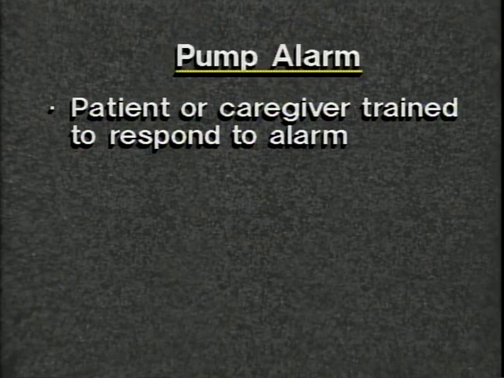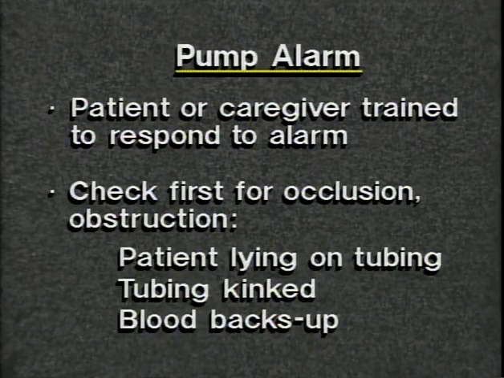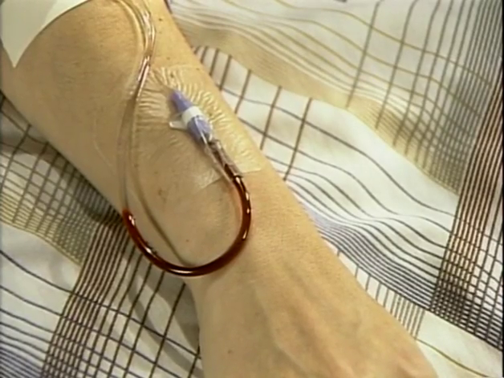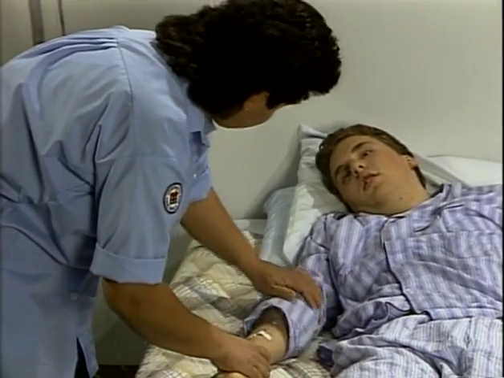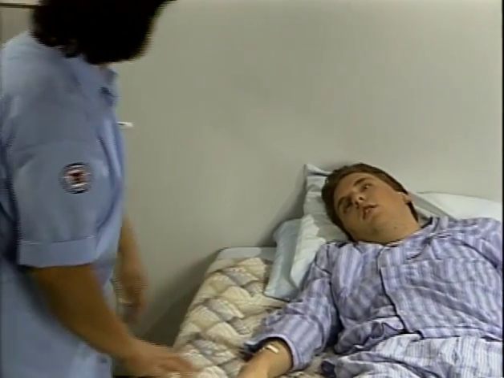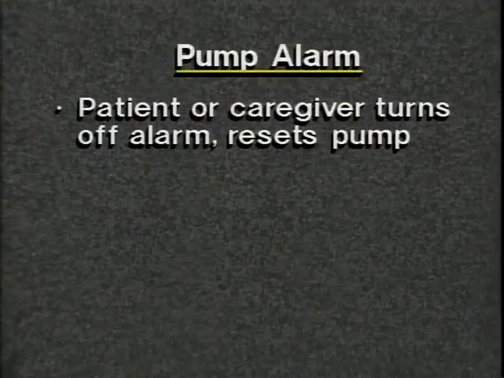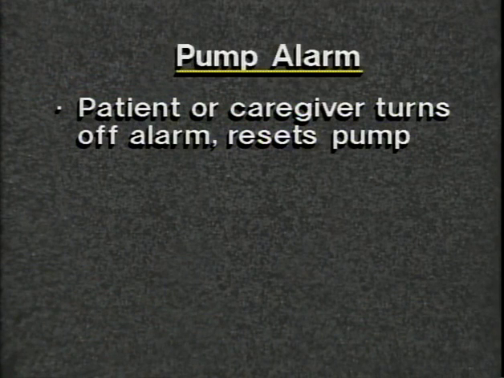Check first for occlusion or obstruction of the line, in which case there will be no solution dripping into the drip chamber. Obstruction can happen when the patient is lying on the tubing, the tubing is kinked, or the patient's arm is in such a position that blood backs up into the tubing. Reposition the patient's arm, straighten any kinks in the tubing. The patient or caregiver will turn off the alarm and reset the pump.